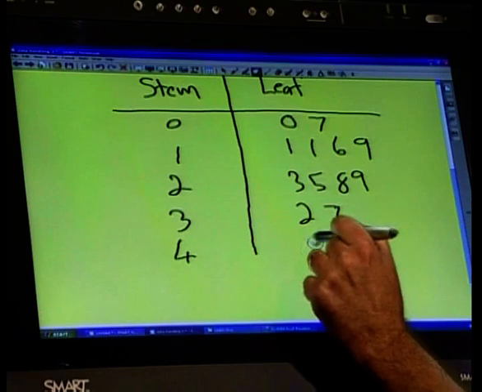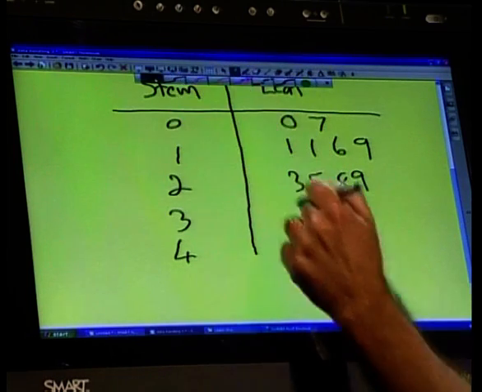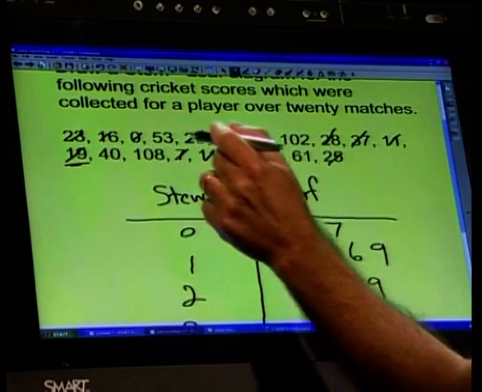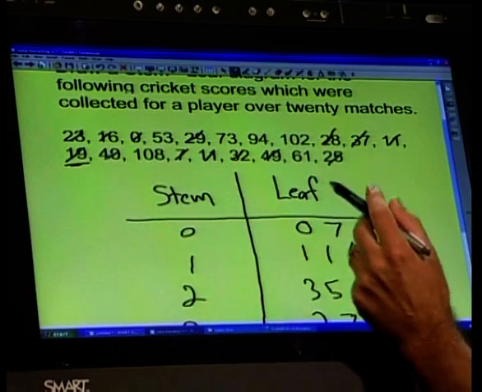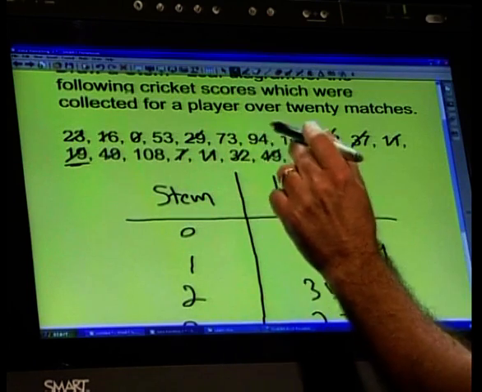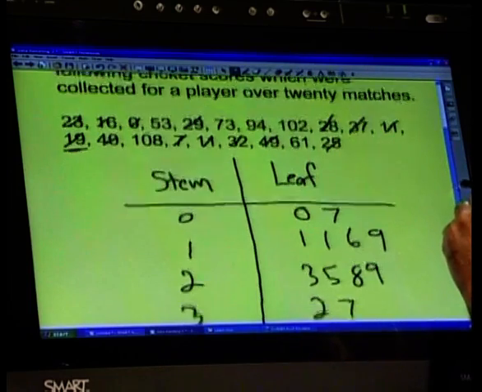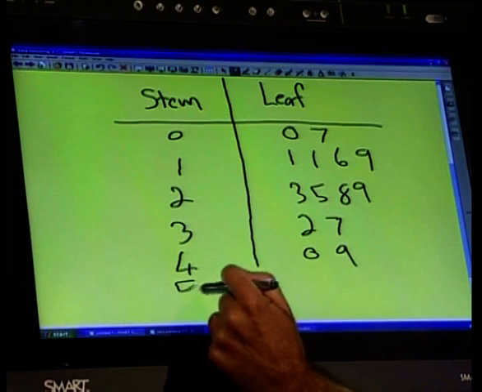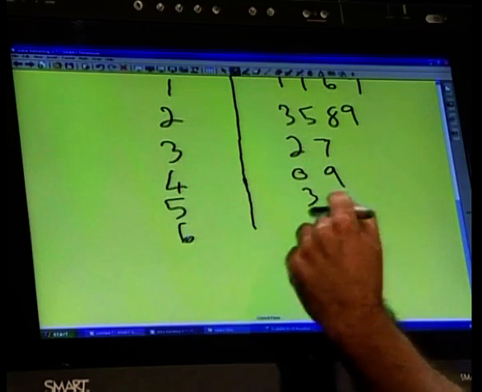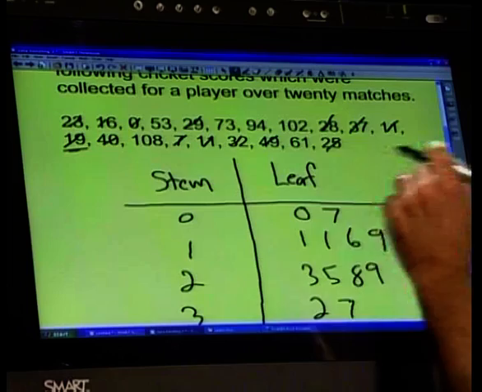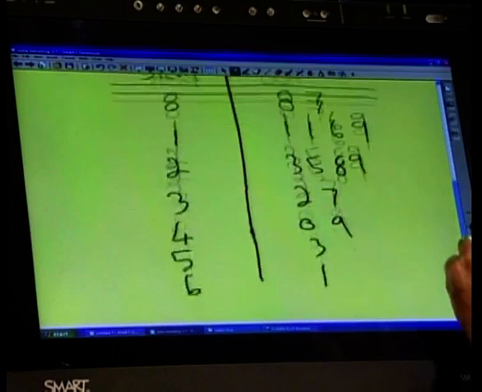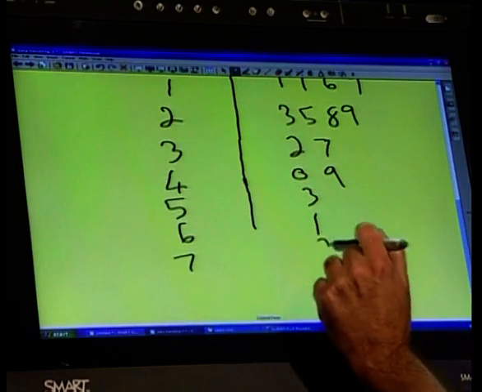Four was 40 and 49. Let's cross these off. We've still got a 53, a 61, 73, 94, and the 200 scores. So for 5, we've got 53. For 6, we've got 61. And we need 73, 94, 7, and 3.